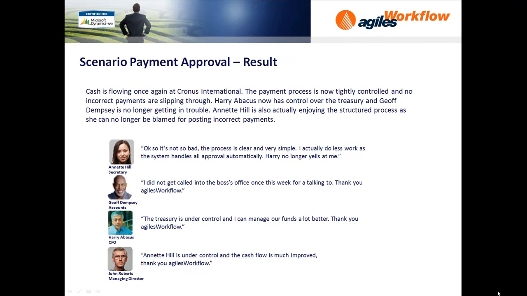Cash is flowing once again at Cronus International. The payment process is now tightly controlled and no incorrect payments are slipping through. Harry now has control over the treasury and Jeff is no longer getting in trouble. Annette is also enjoying the structured process, as she can no longer be blamed for posting incorrect payments.